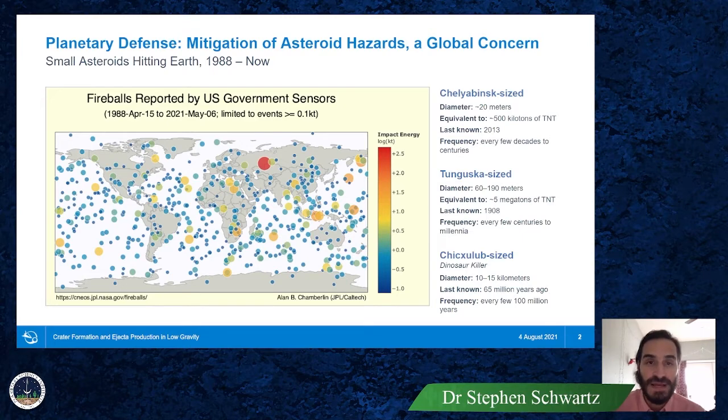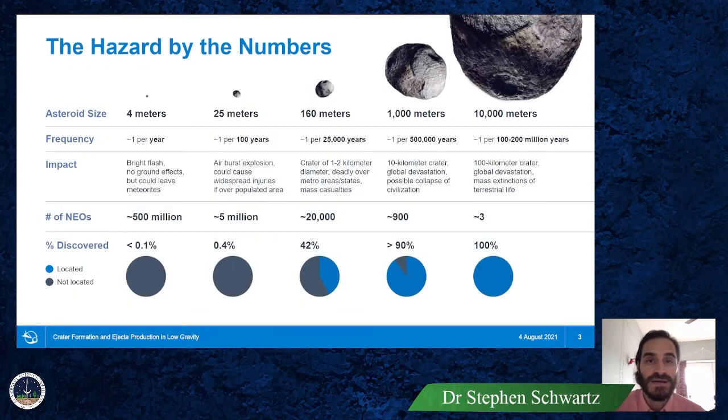And then on the next slide, this is the frequency of asteroid impacts by size. It also shows the estimated number of NEAs at that size and the percentage of those that we've located. So 160 meters across is just about the size of the asteroid Dimorphos, which is the target of DART. And it's estimated that this size asteroid hits the Earth once every 10,000 years or so.